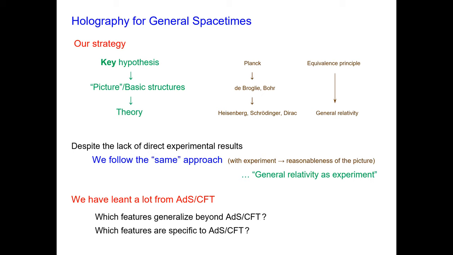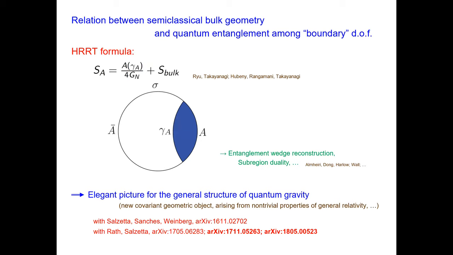To do this, the first thing we have to figure out is, we learned a lot from AdS/CFT, but which features are more general than AdS/CFT and apply more generally, and which features are specific to AdS/CFT? Some features seem to be specific to this particular system of asymptotically anti-de Sitter space. This is the place where we make a hypothesis and then study the consequence, whether that view is reasonable or not. And then, of course, we want to go to the next stage afterwards, really developing the theory and so on.